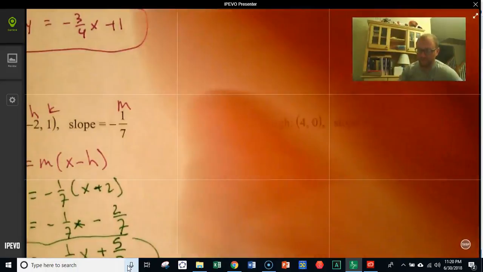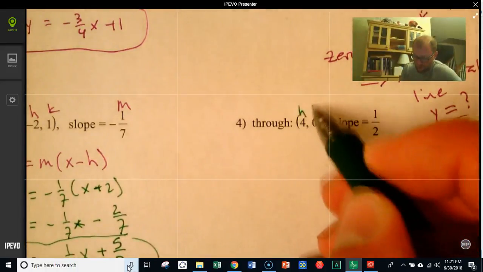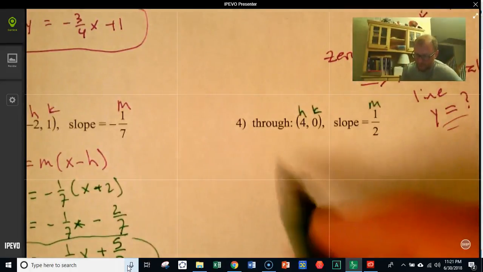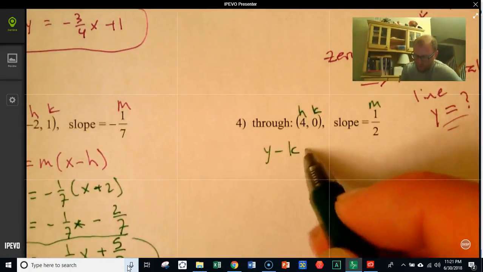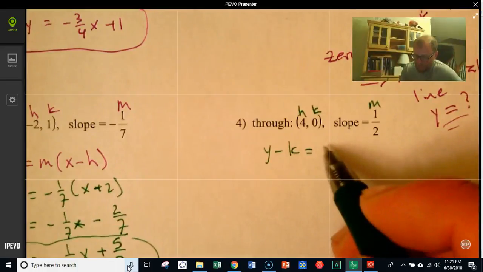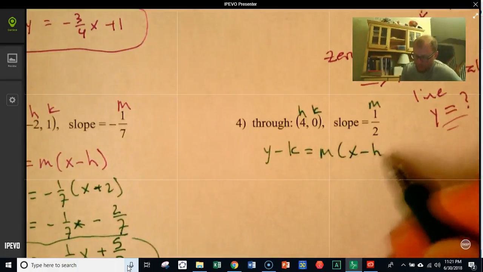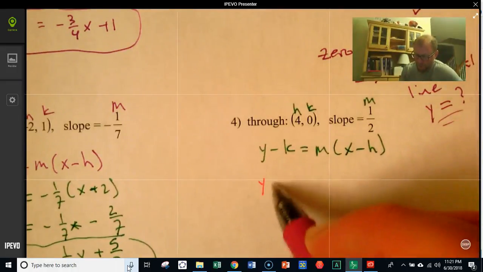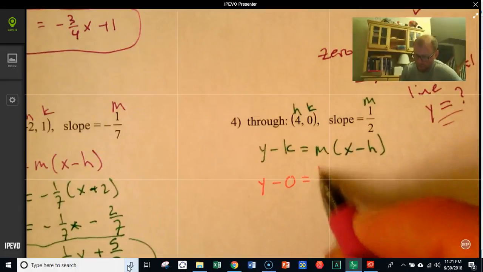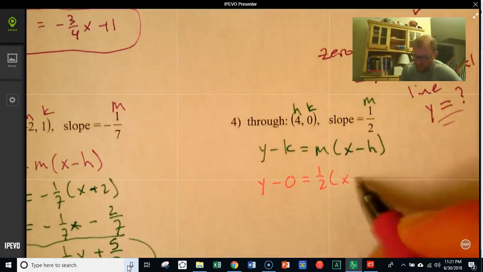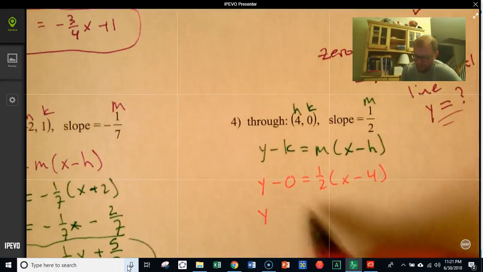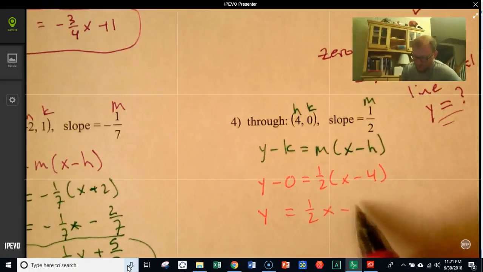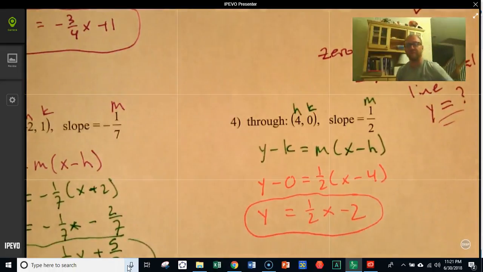Next, okay, we've got our h, we've got our k, we've got our m. y minus k equals m times (x minus h). So we've got y minus 0 equals 1/2 x minus 4. You just take away the minus 0, equals 1/2 x minus 2. Which is our distributive property. We save ourselves a step there. Done.